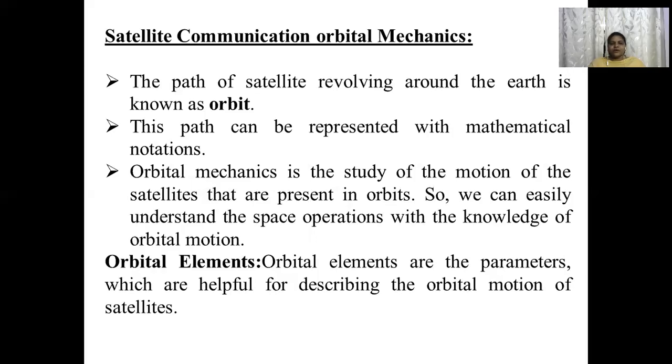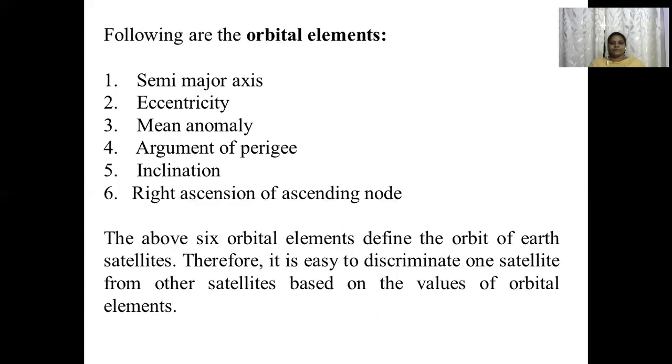So coming to orbital elements. Orbital elements are the parameters which are helpful for describing the orbital motion of satellites. Now there are 6 orbital elements. First one is semi-major axis. Next is eccentricity. Third one is mean anomaly. Fourth one is argument of perigee. Fifth one is inclination. Sixth one is right ascension of ascending node.